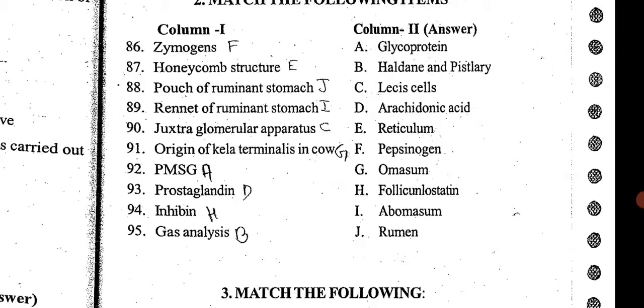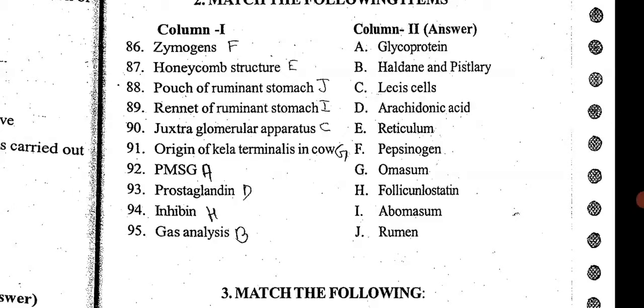Juxtaglomerular apparatus is Lacis cells. Lacis cells have the juxtaglomerular apparatus. Rennet of ruminant stomach is secreted from abomasum. Pouch of ruminant stomach is rumen. Honeycomb-like structure is reticulum. Zymogen secretes pepsinogen, and HCl is secreted from parietal cells. Juxtaglomerular apparatus is in Lacis cells. Origin of chela terminalis in cows is omasum.